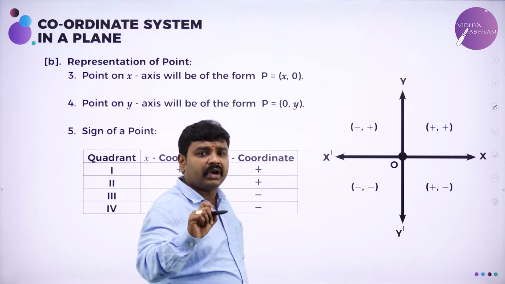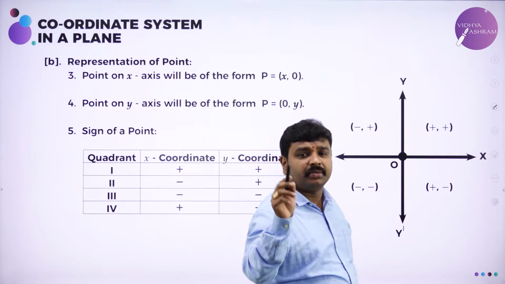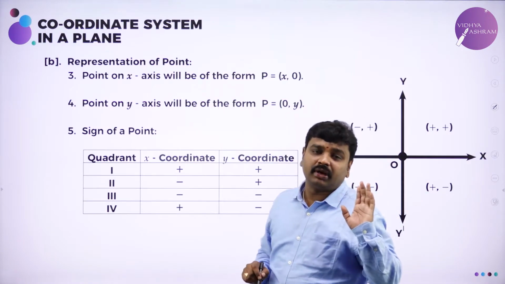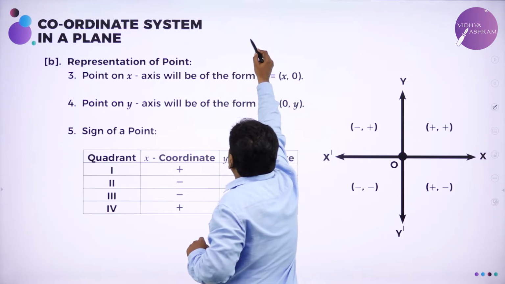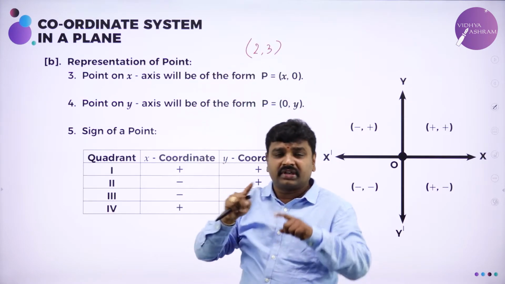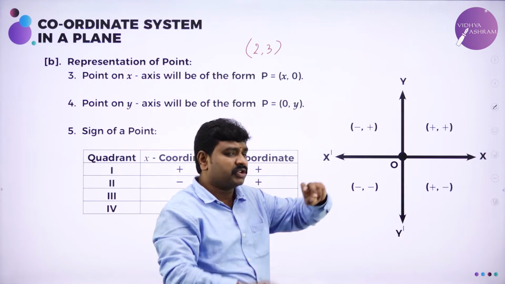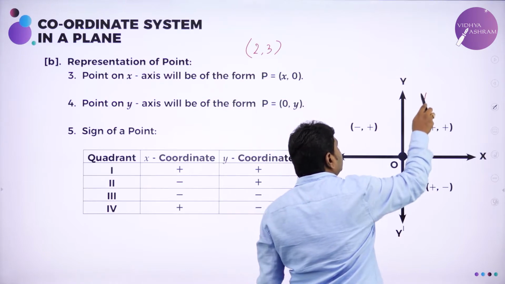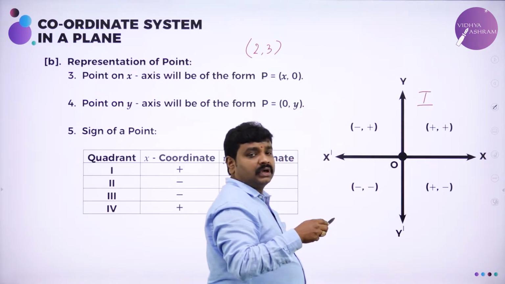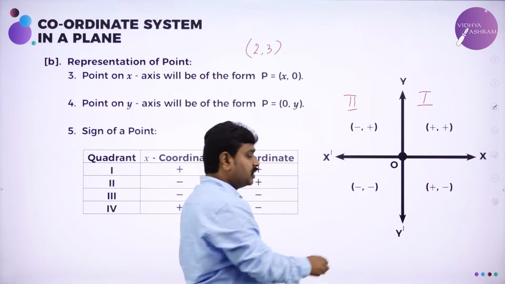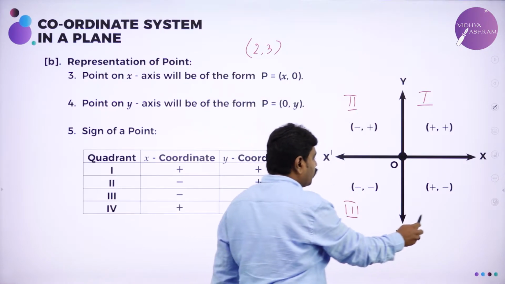Now if I give you a point, you should be able to decide whether it belongs to the first, second or third quadrant. If both the x coordinate and the y coordinate are positive, for example, if I ask you to draw 2, 3, which means the x value is positive and the y value is also positive, then it belongs to the first quadrant. All of you know, we have to count anti-clockwise. This is the first quadrant, this is the second quadrant, this is the third quadrant, and this is the fourth quadrant.